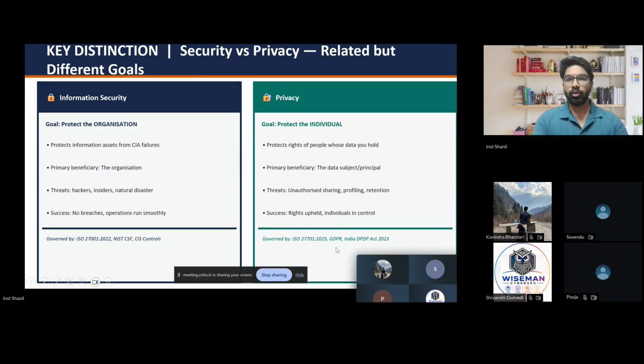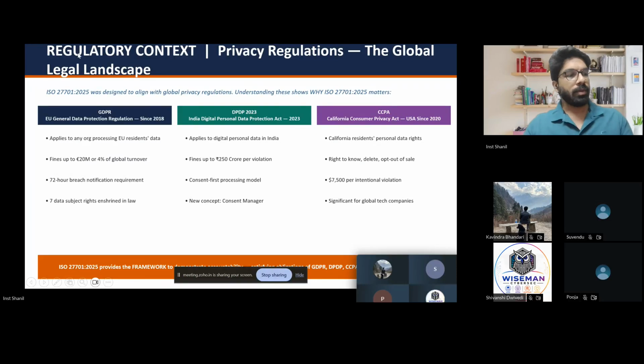And ISO 27701 parallelly coincides with the latest DPDP Act, which India has launched. We'll be talking about it also in the ISO 27701 discussion. Regulatory context, privacy regulations, the global legal landscape. ISO 27701 was designed to align with global privacy regulations. Understanding these shows why ISO matters. So, Suvendu, here comes your question about GDPR, and here comes the DPDP Act, which we discussed, and there is another similar Consumer Privacy Act in the USA, CCPA.